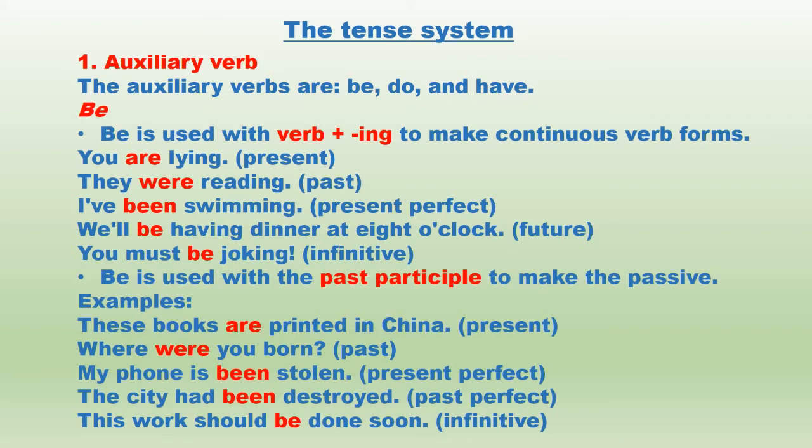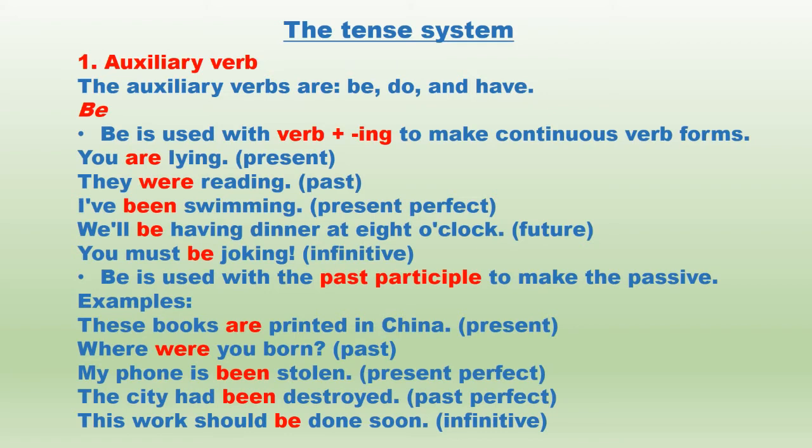Where were you born? This is past perfect tense. Were here is an auxiliary verb because born is coming after. My phone is being stolen. This is present perfect tense. Been is followed by stolen, the past participle verb.